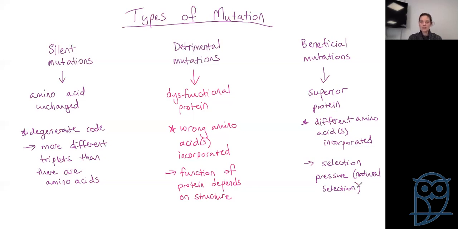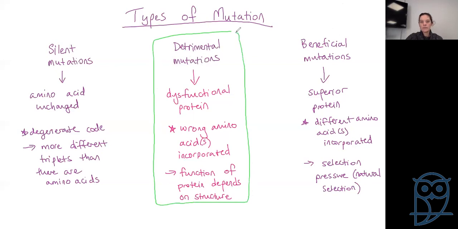So what you are focusing on in AS biology is these two. It's your detrimental mutation and your silent mutation.